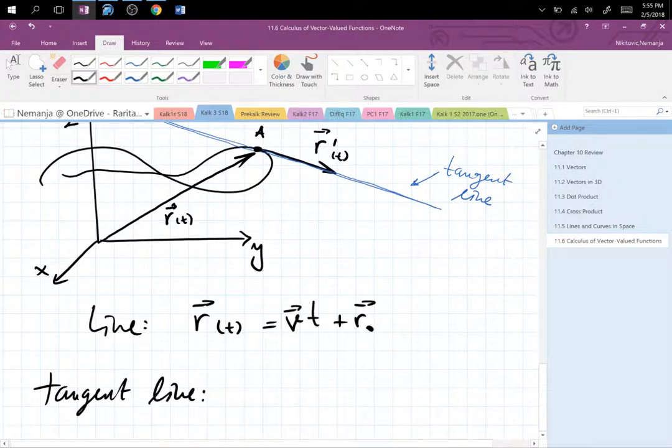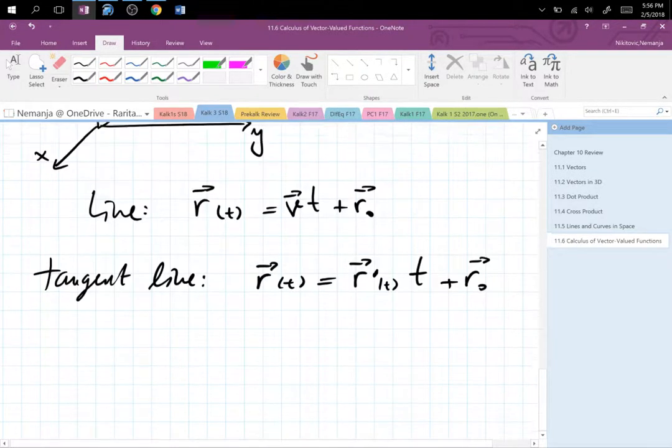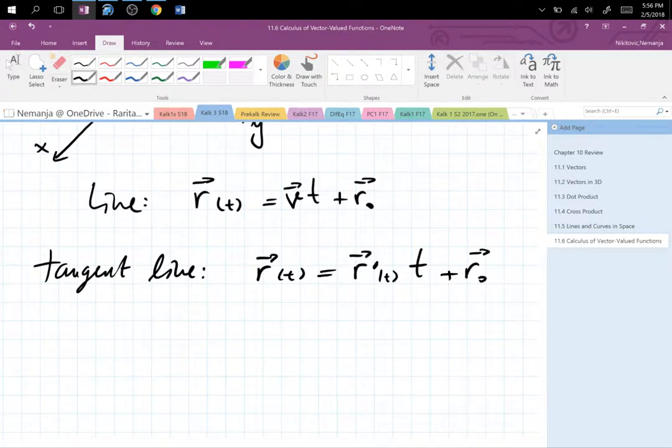it should be common sense. r of t is r prime of t times t plus r0. So we are replacing the good old a, b, c with this line. Now we are going to compute that at the point that we want, which is going to be point A up there. So all of those play a role here. So let's see.